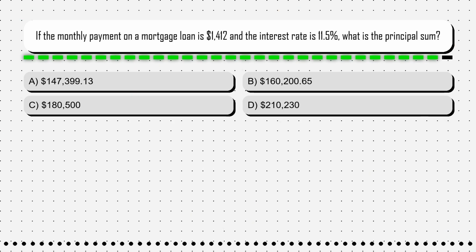Question 45. If the monthly payment on a mortgage loan is $1,412 and the interest rate is 11.5%, what is the principal sum? Option A, $147,399.13. Option B, $160,200.65. Option C, $180,500. Option D, $210,230.